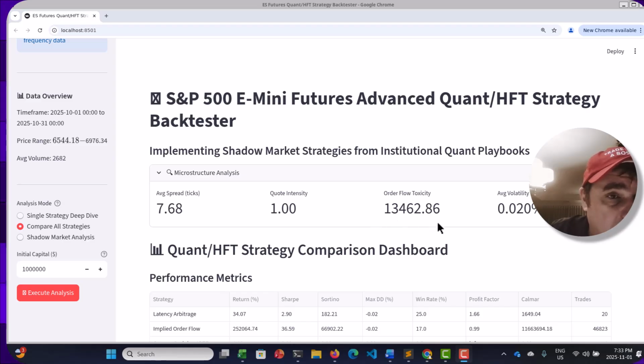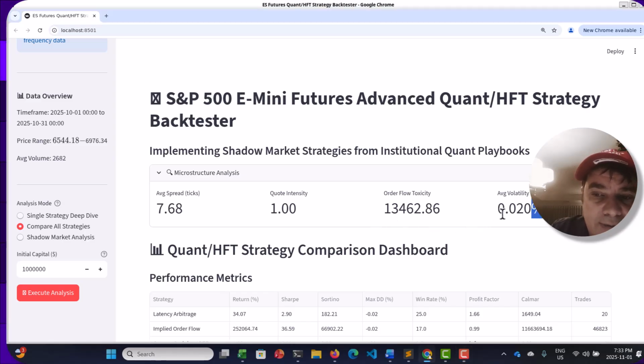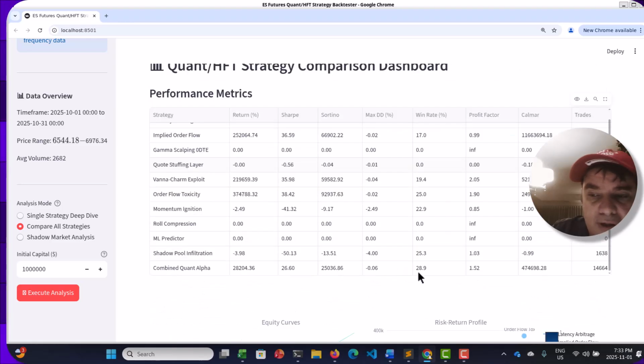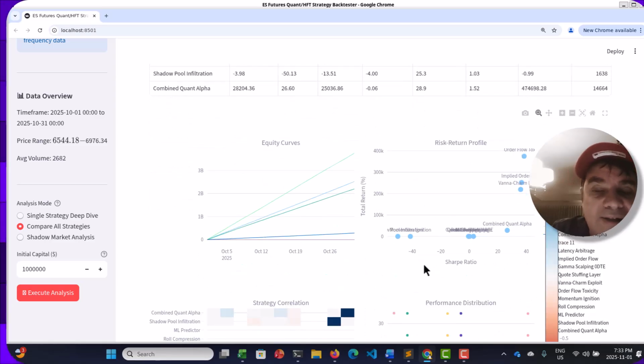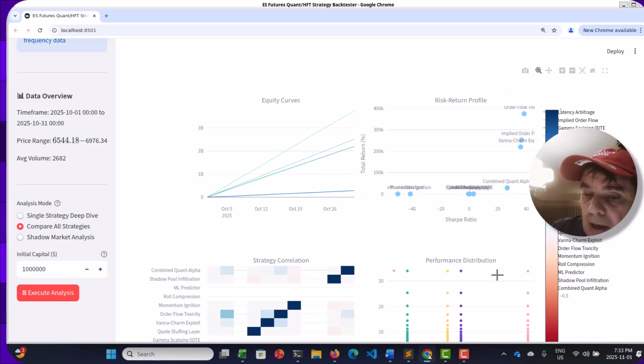Now this could be hallucinated for all I know. Average volatility, which is fairly low. So here's all the different strategies. I'm not going to go into those. As I said before, if you're interested, just watch that video. You can see here all the different metrics that come with it.